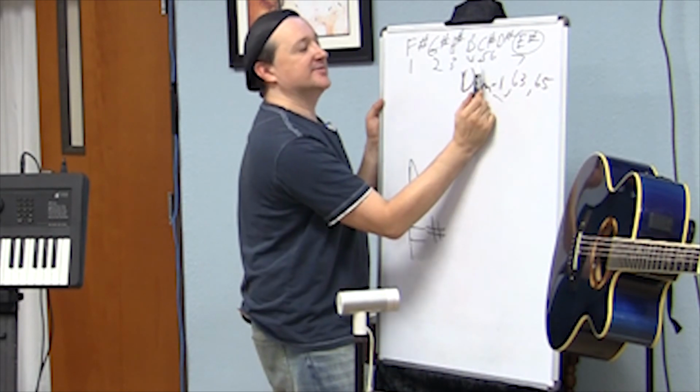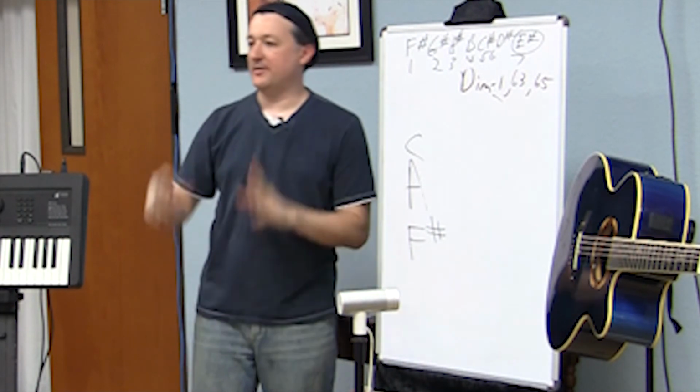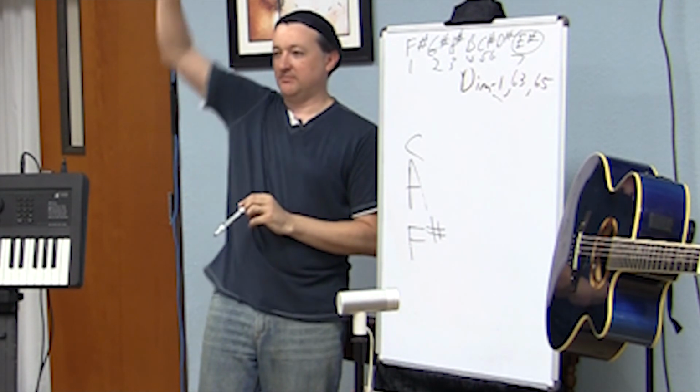Okay, and 1, 3, 5. So 5 is C sharp. What's our final one? C. So if you put F sharp, A, and C down, boom, diminished triad. Everybody got it?